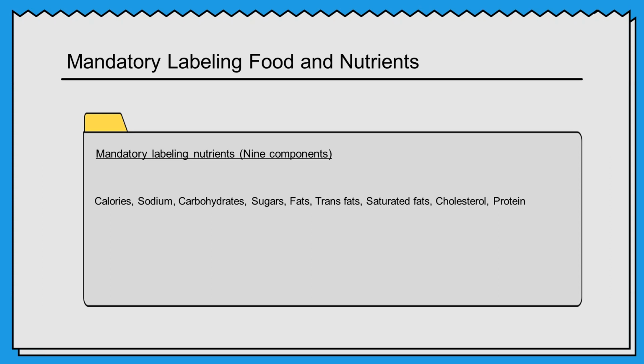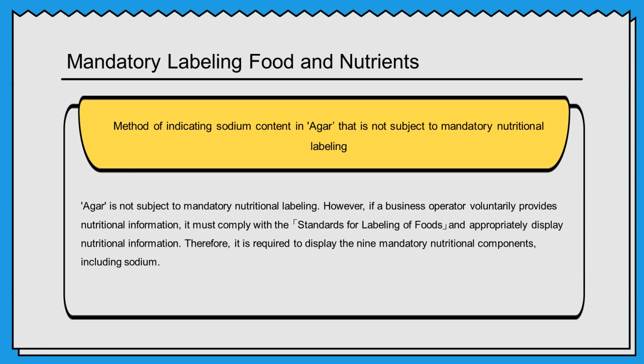Furthermore, the same enforcement rules define the mandatory nutrients as 9 items: calories, sodium, carbohydrates, sugars, fats, trans fats, saturated fats, cholesterol, and protein. When a business operator voluntarily provides nutritional information for a food that is not subject to mandatory nutritional labeling, they must display the nutritional information in accordance with the standards for labeling of foods. Therefore, if you want to display sodium for a food like agar that is not subject to mandatory nutritional labeling, you must display the 9 mandatory nutrients, including sodium.